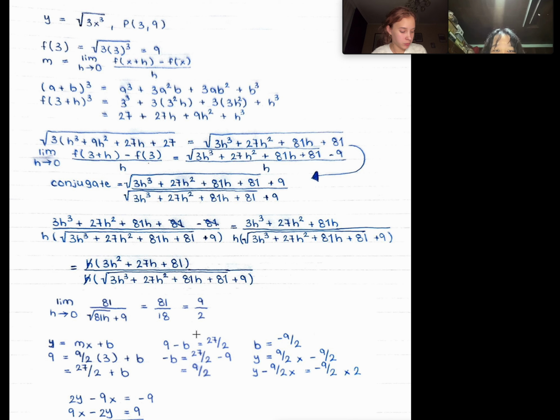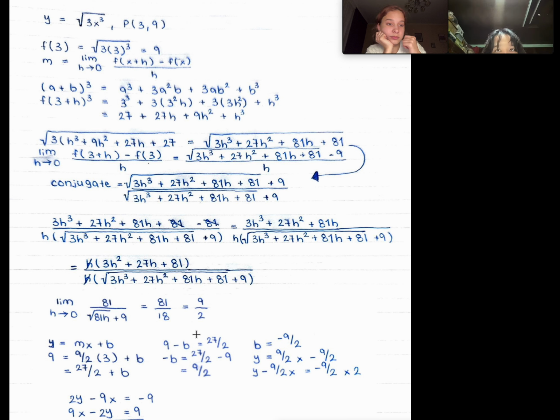So now is the time where we have to use the formula to find the slope of the tangent. The expression that we just found, we have to substitute into the x. So this will become the cube root of (h cubed plus 9h squared plus 27h plus 27). And when we solve this, we will get the cube root of (3h cubed plus 27h squared plus 81h plus 81). And so now we can find the tangent.